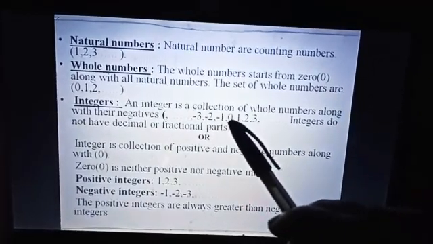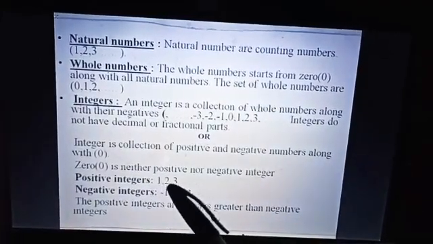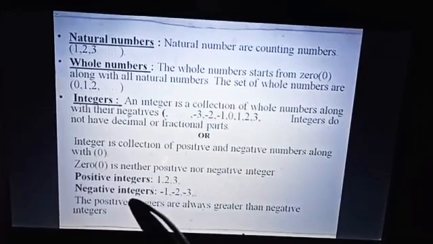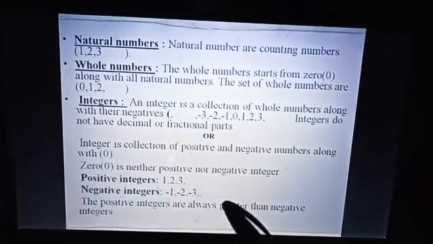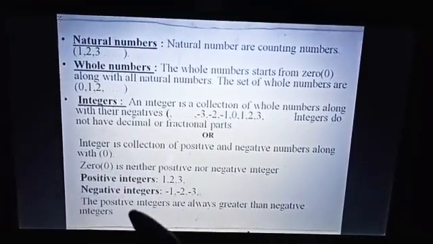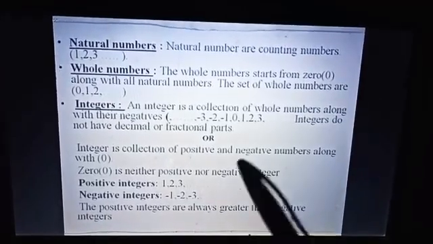0 is neither positive nor negative. The positive integers include 1, 2, 3, 4 and so on, and the negative integers include -1, -2, -3, -4 and so on. The positive integers are always greater than the negative integers.